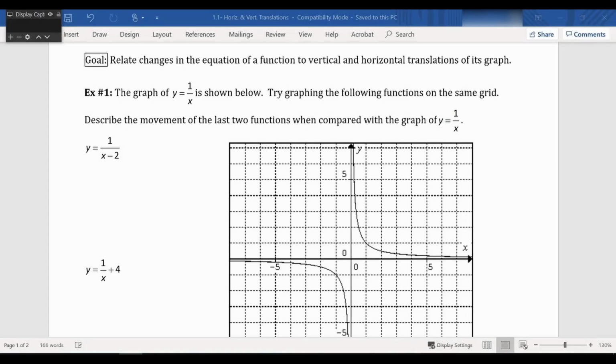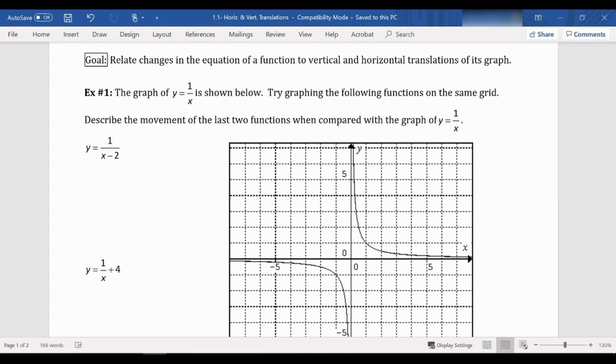Hello and welcome to our first lesson of Chapter 1. In Chapter 1, we are going to talk about transforming functions. So this is going to include moving functions left, right, up, down, which we are going to do today.